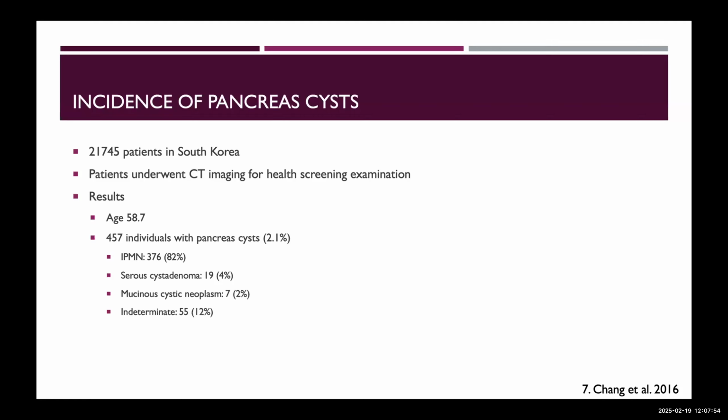The breakdown of the cysts, which I think is important for discussion later in this talk, the majority of the cysts were IPMNs or intraductal papillary mucinous neoplasms, followed by indeterminate cysts. So you do all the characterization with CT, MRI, endoscopic ultrasound, and there's still no clear diagnosis, which happens not infrequently. Serous adenomas, comprising 4%, and mucinous cystic neoplasms, which comprise 2% of this population. Overall, in this study, the number of pancreas cysts were far lower compared to the German study just presented.